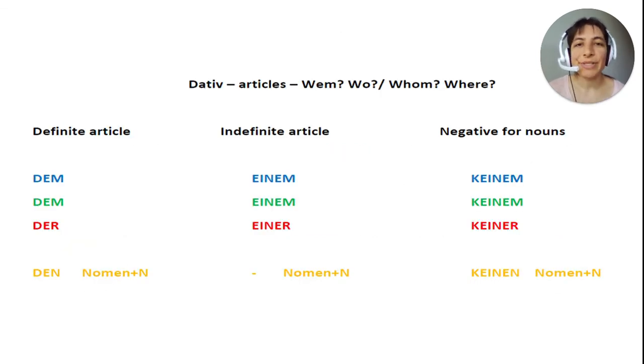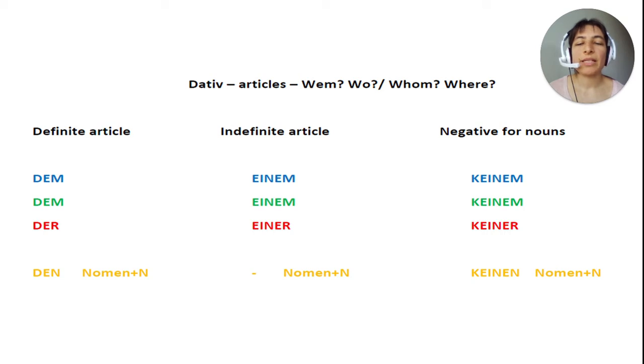Let's see again a short summary about dative, everything you should know, the questions on top, wem and wo. You see definite, indefinite and negative articles. Here, unfortunately, all the articles change. For example, der from nominative changes to dem. In neuter, it's again dem. For feminine, der, and for plural, den. You see the indefinite and negative articles as well, they have the same endings like the definite articles.